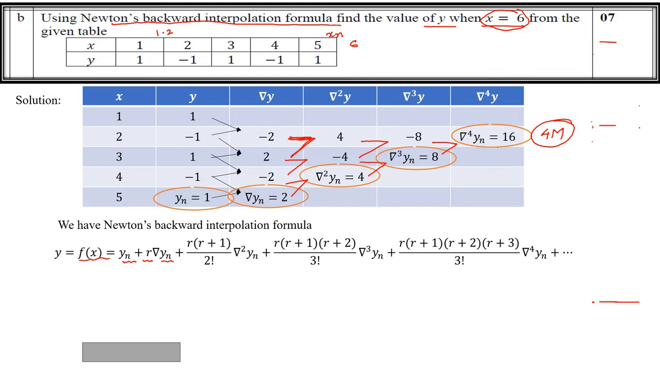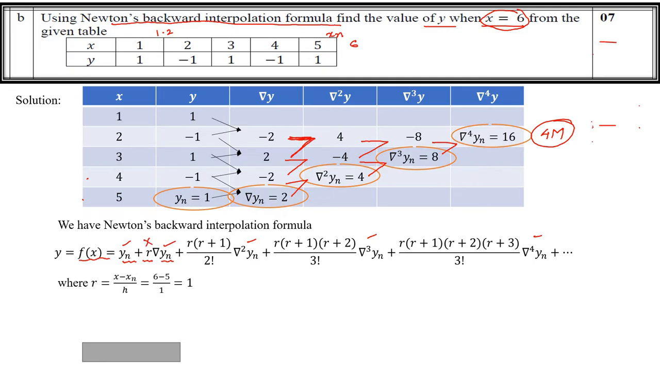As the table ends with nabla power 4, that's why I am ending with nabla power 4. So now I need to find the value. I know yn, nabla yn, nabla square yn, nabla cube yn, and nabla power 4 yn. What is yet required is the value of r. I don't know the value of r.